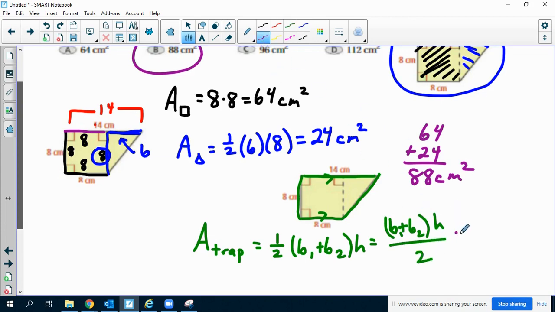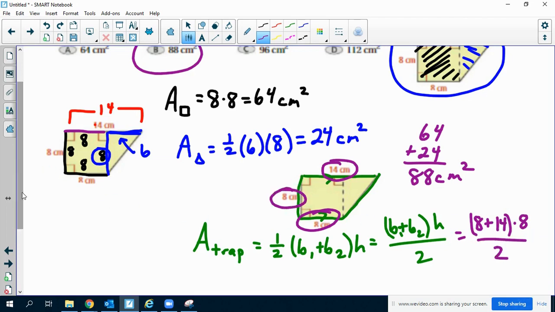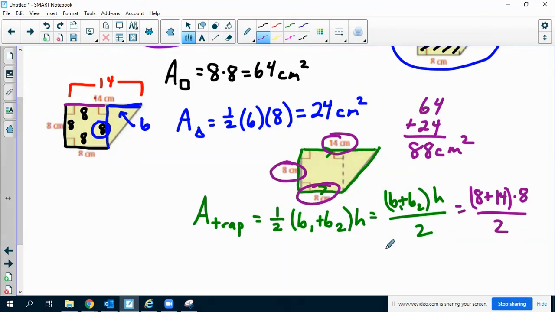So if I do that, base 1 is 8, base 2 is 14, then I multiply that by the height, which is 8, and I divide that by 2. Or I could have multiplied it by 1/2. So 8 plus 14 is 22 times 8 divided by 2. That ends up also equaling 88 centimeters squared. So I could have done it that way as well. And you'll see that way next week.